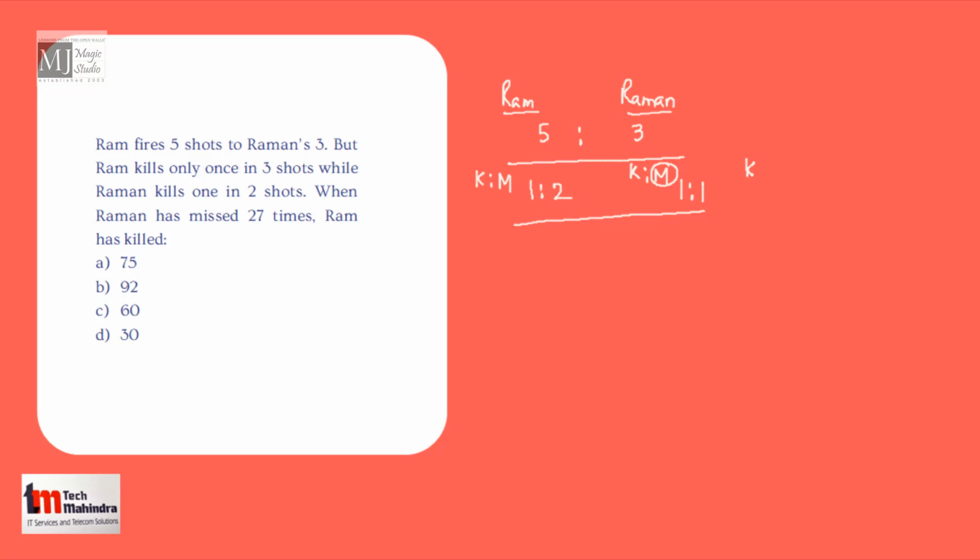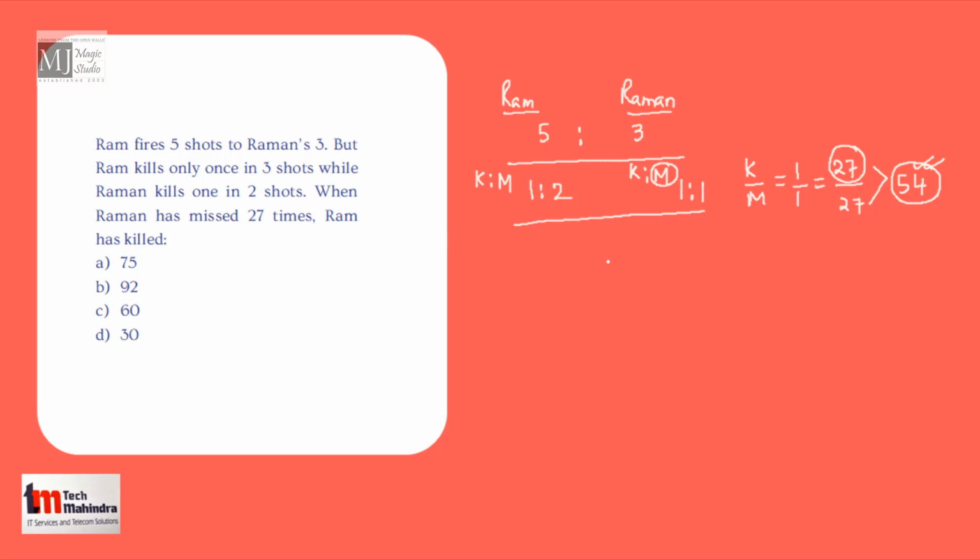Okay, so here Raman has missed 27 times. That means Raman would have killed how much? 27. So total shots by Raman would be 54. Then only he can miss 27. Okay, because killing and missing is 1:1. So total shots fired by Raman should be 54 if he has missed 27 times.